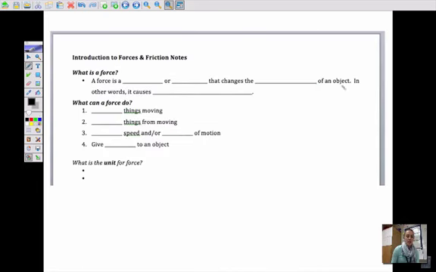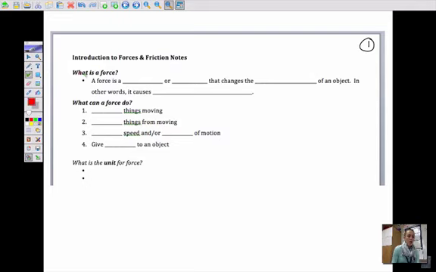So you were given this sheet today. You're going to label it number 1. It's called Introduction to Forces and Friction Notes. And in today's note sheet, we're going to learn about forces, what they do, what they mean, the different types of forces, and then we'll talk about friction near the end.